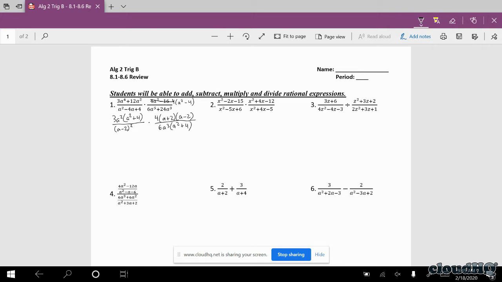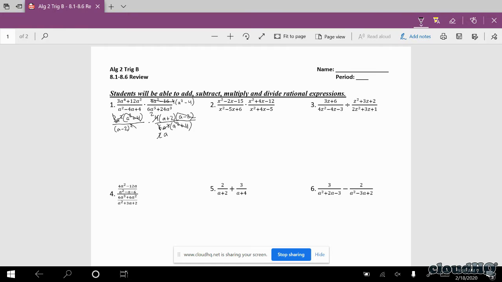And so now, looks like a squared plus 4 will cancel. I can cancel out an a minus 2. 3 can cancel out with turning the 6 into a 2. I have an a squared I can take out. That leaves me with an a down here. Now that 2 can simplify with that 4.